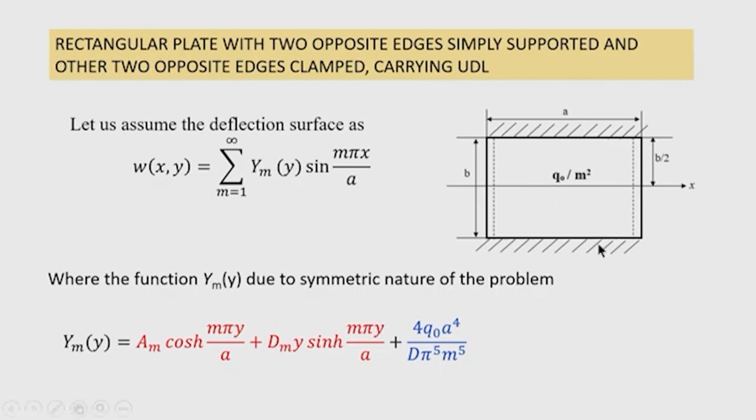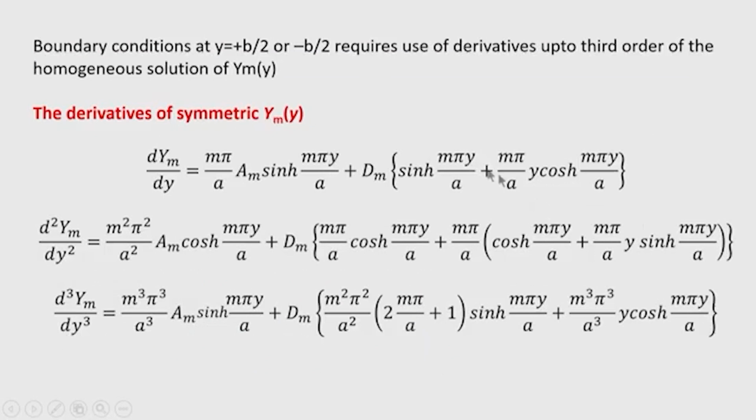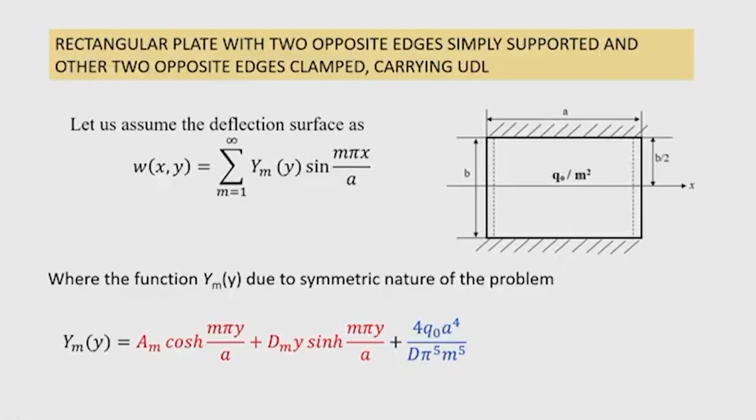So, now we will apply the boundary condition at the two opposite edges. The boundary condition at the edge y is equal to plus b by 2 or minus b by 2 requires the use of derivatives. Let us now physically understand the boundary condition of these two edges.